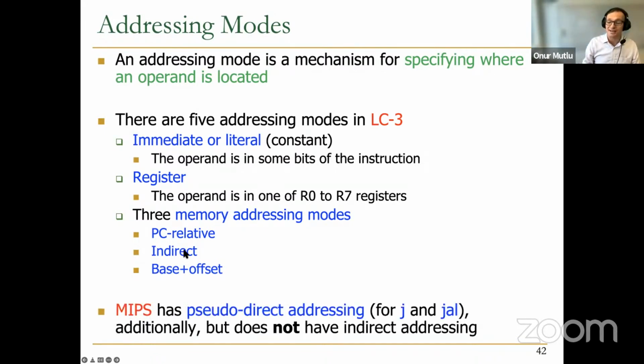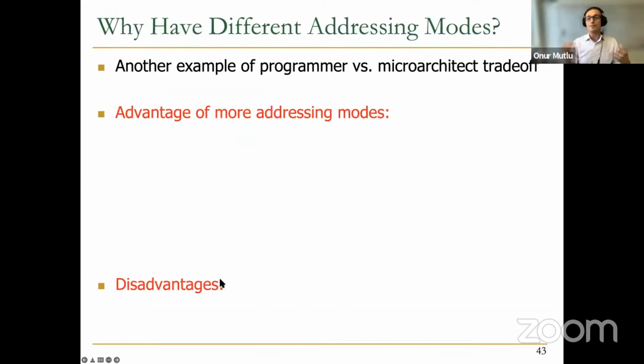MIPS has pseudo direct addressing for jump and JAL instructions, which we have seen in the last minutes of yesterday's lecture, but it does not have indirect addressing. So MIPS especially works on base plus offset addressing, as we will see. Okay, so basically we have a similar trade-off over here. Why do we have different addressing modes? To make programmers' life easier. But this makes microarchitects' life harder.